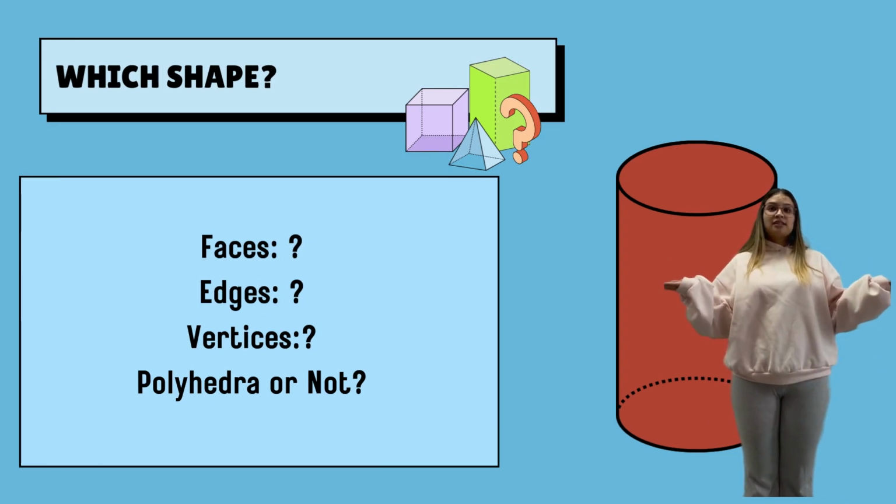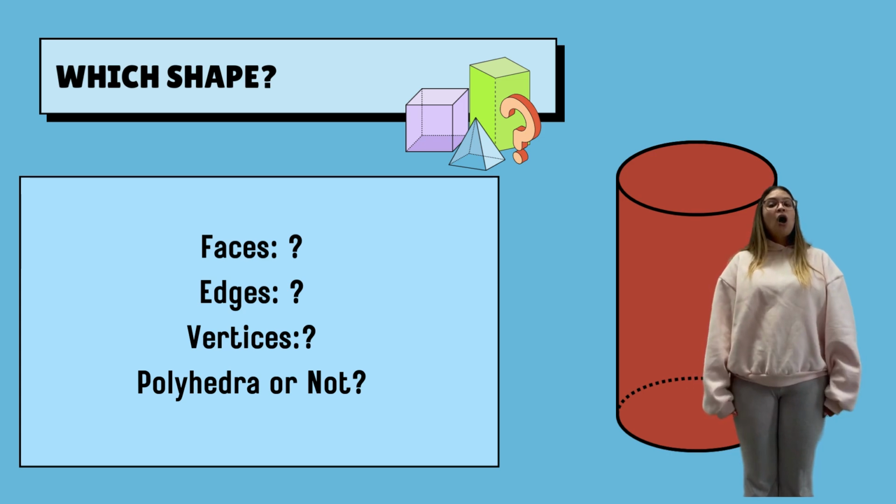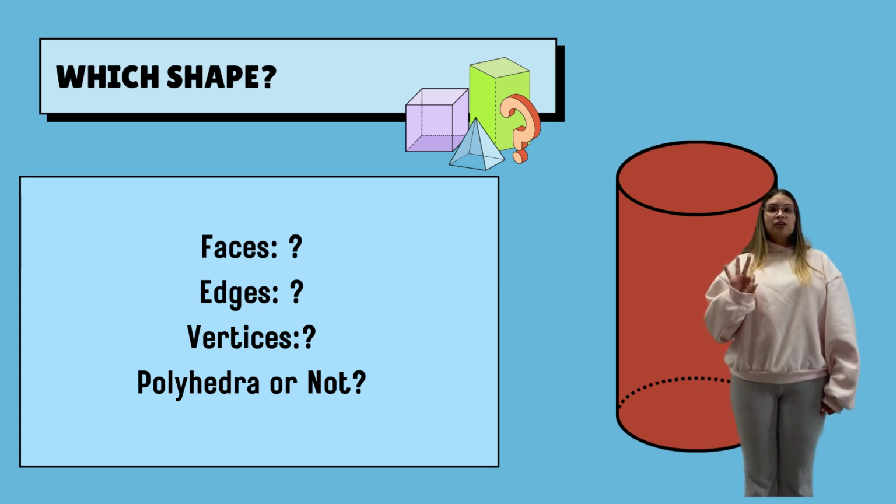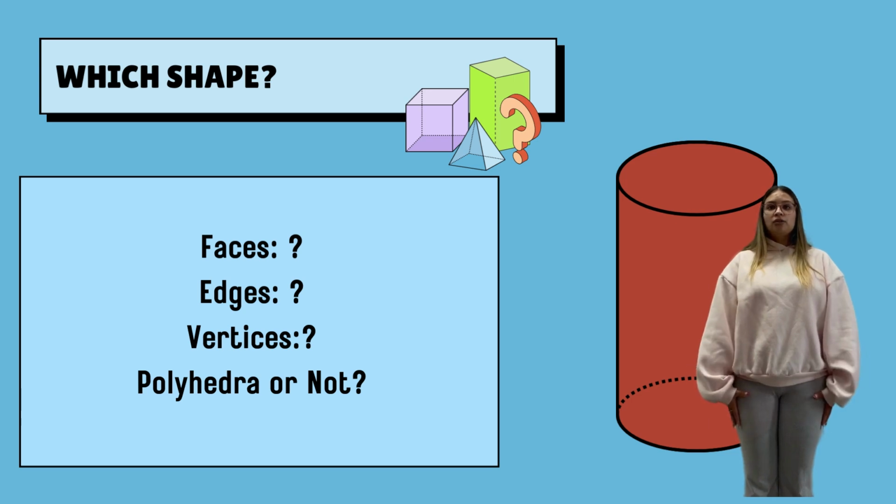The cylinder. How many faces does it have? How many edges does it have? And how many vertices does it have? Is it polyhedral or not? Well done. It has 3 faces, 2 edges, and 0 vertices. Therefore, it is not polyhedral.